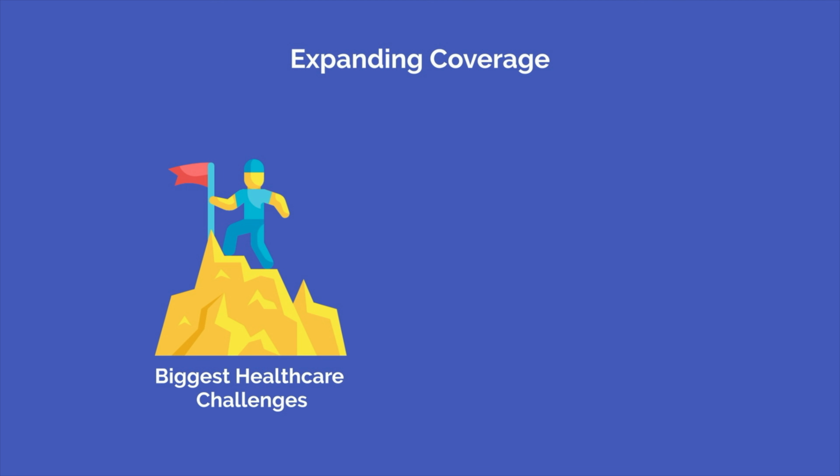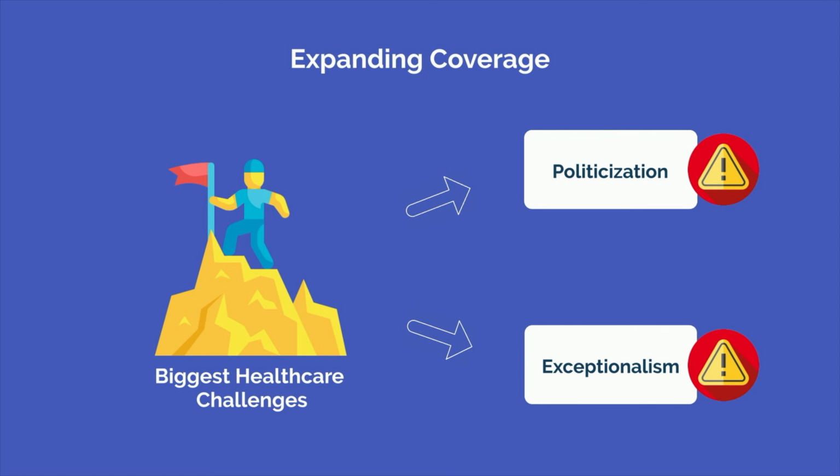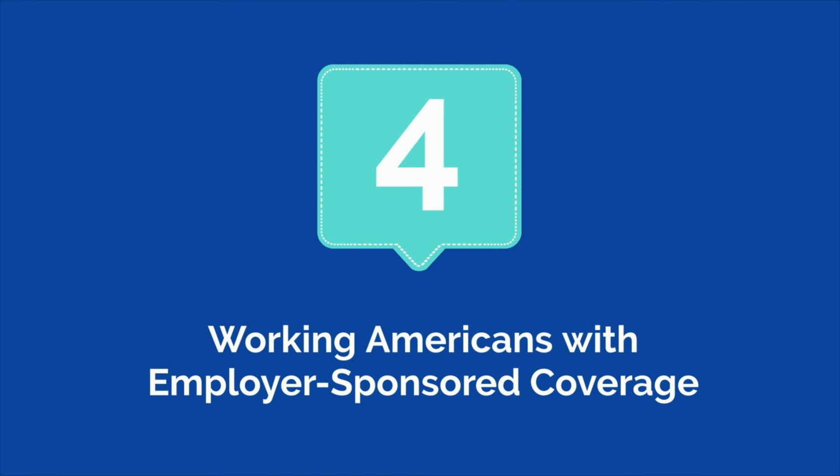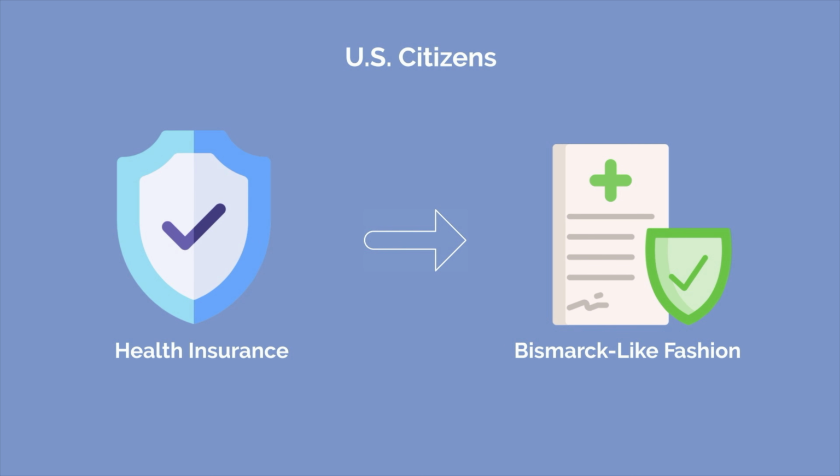Expanding coverage remains one of our biggest healthcare challenges, but the politicization of care and the doctrine of American exceptionalism often prevents any meaningful conversation about healthcare reform from taking place. Veterans, citizens aged 65 and older, and the uninsured represent only a portion of the US population. For most US citizens, health insurance is provided in a Bismarck-like fashion, with insurance linked to one's employment status in a manner that is similar to the system in Germany.